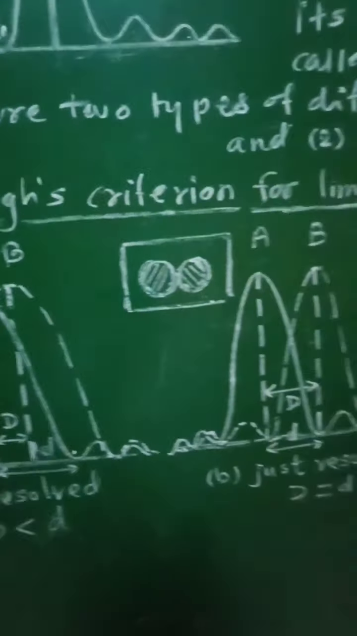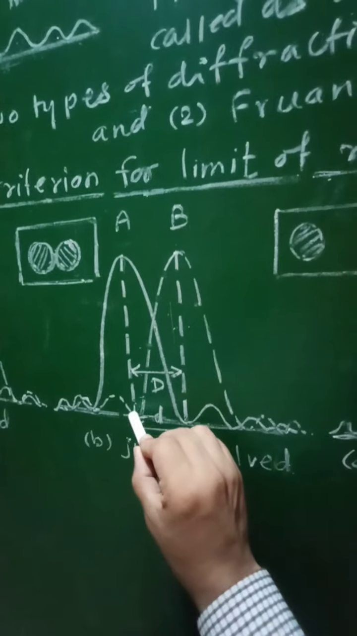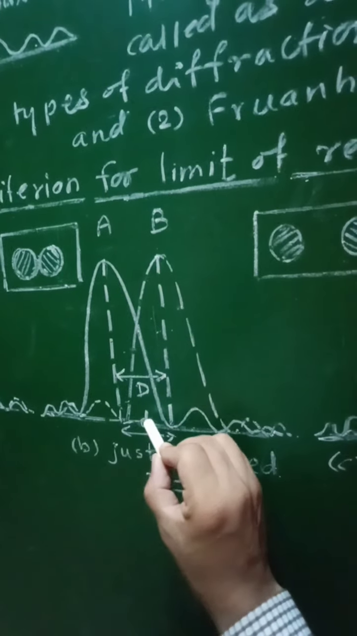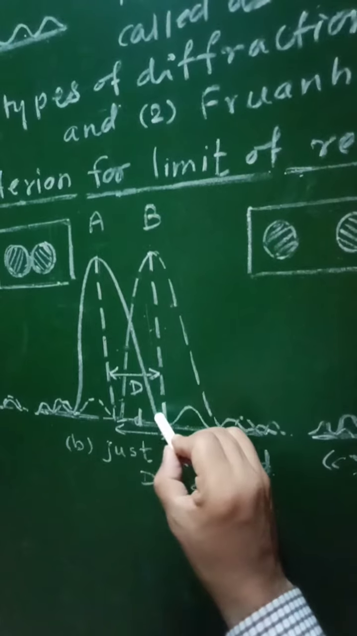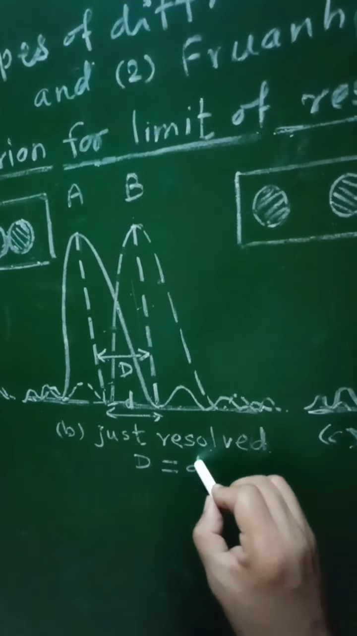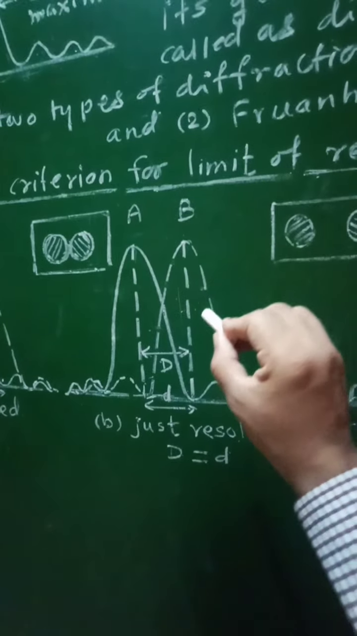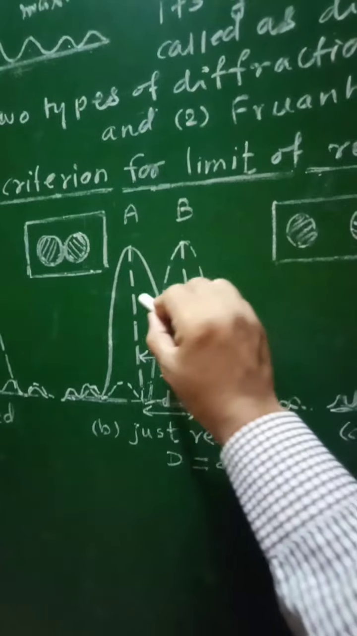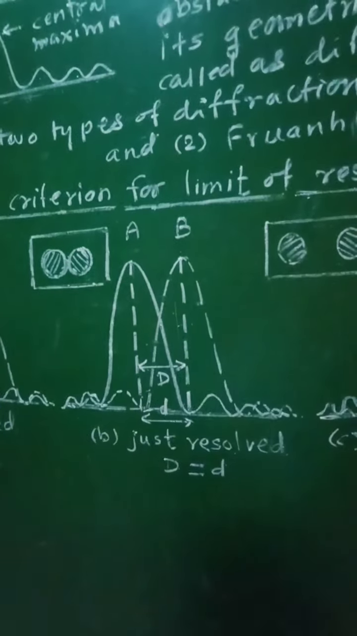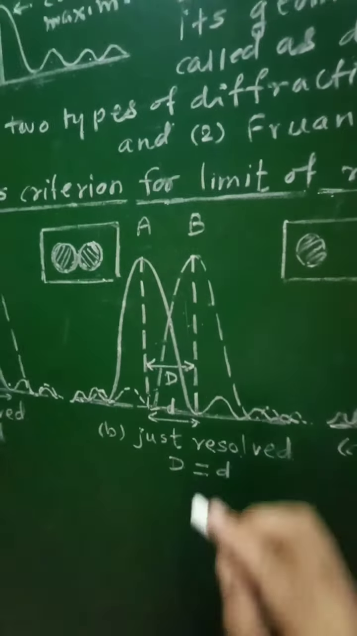and that's why it is unresolved. In the second case, B, the distance between the central maxima of the two diffraction patterns is equal to the distance between the central maximum and its first secondary minimum, hence D equals d. In this case, the two objects A and B are said to be just resolved.